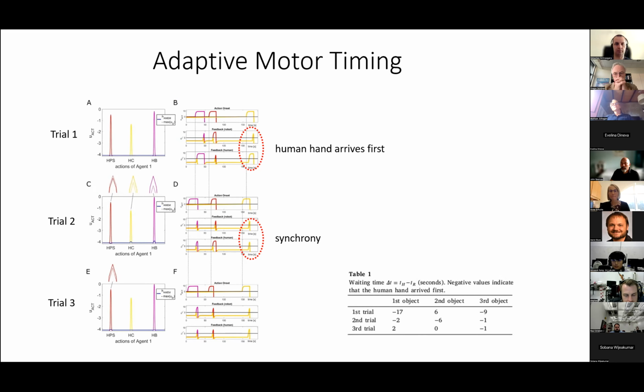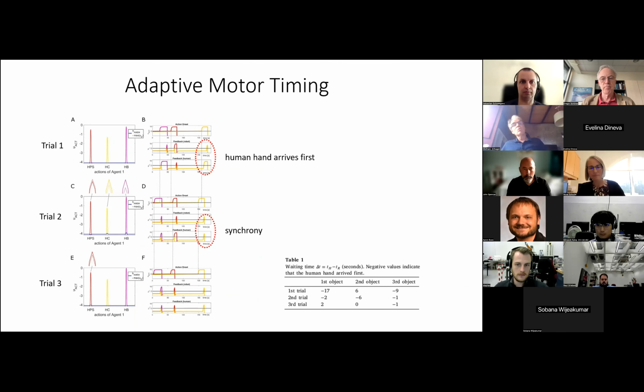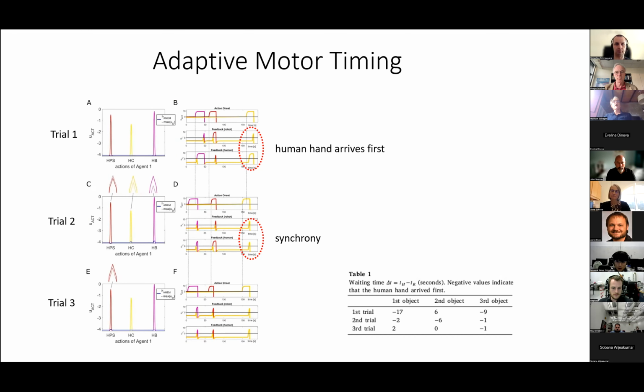Minus 17 means the human had to wait for the first object 17 seconds. In the third trial, the robot waits 2 seconds. For the second object, the robot had to wait 6 seconds, and this is in perfect synchrony in the third trial. And for the third object, the human had to wait 9 seconds, and after the third trial, only 1 second. So in very few trials, you can achieve quite high synchrony for the handovers. So the last example is quite different.